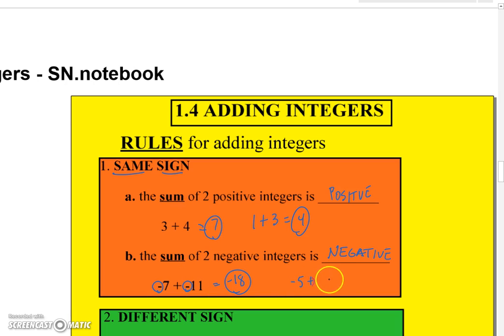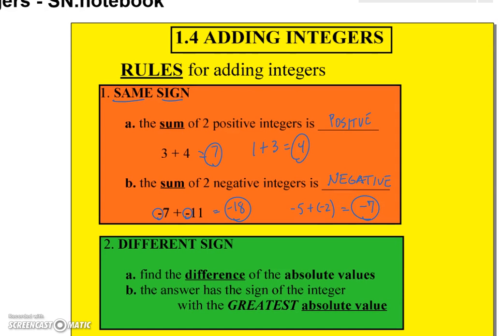Negative 5 plus negative 2. Well, you lost 5 and you lost 2. Now you've lost 7. So there's that. Most of us don't have trouble with the same sign. Different sign is what gets us mixed up.